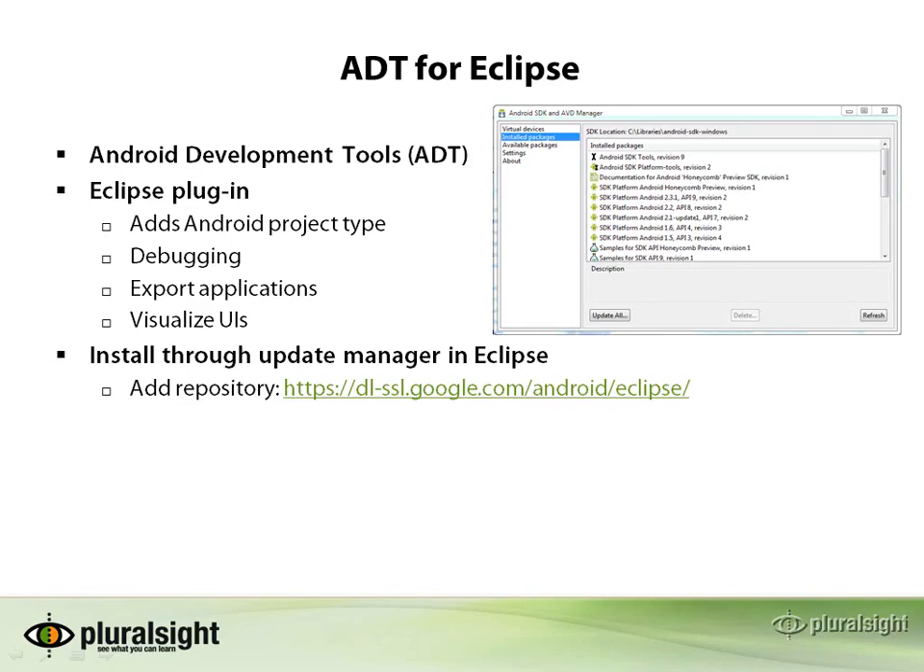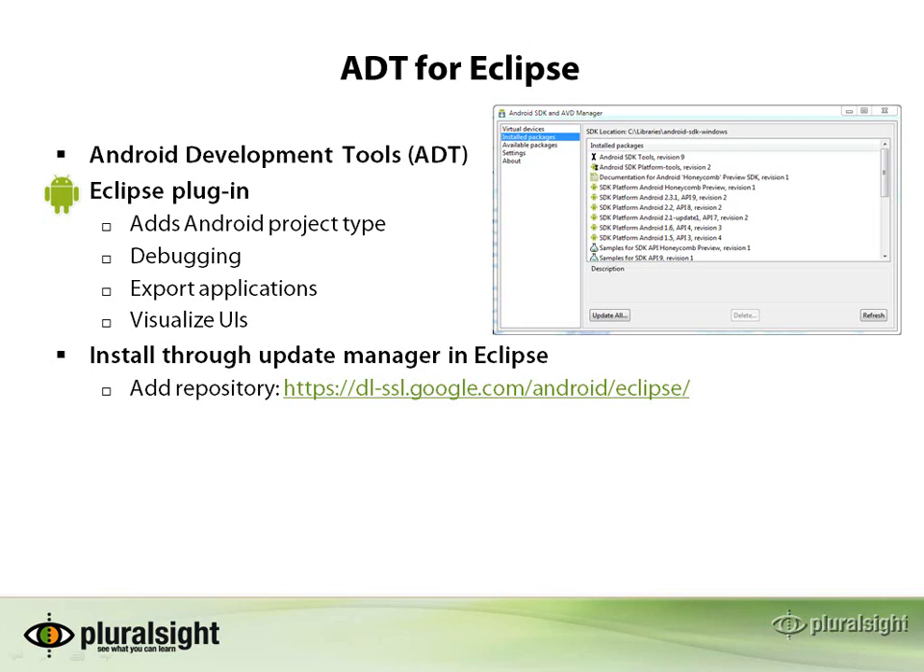Let's talk briefly about the ADT for Eclipse. It's basically the Android Development Tools, which is a set of tools and a plugin provided by Google for us to develop for the Android platform, and it gives us some very nice things that make Android development in Eclipse easier. For example, it gives us an Android project type, which allows a lot of the things that we need for our Android project to be automatically created.